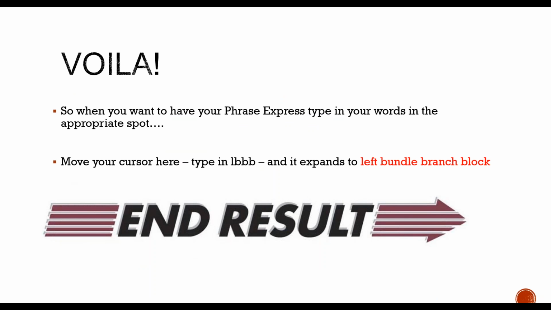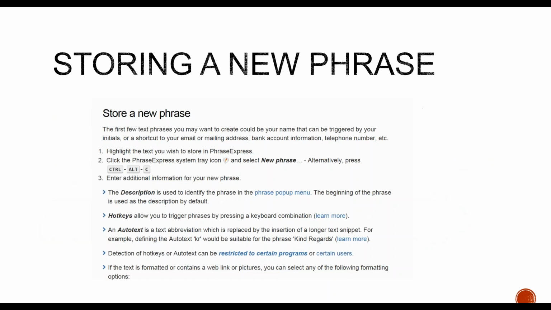So basically with Phrase Express, you would just go to your spot, which would be right here, and you would just expand that. You would type right here LBBB, and it would expand to left bundle branch block. And you'll see when I do the live demonstration how that works a little bit better. And this is basically when you download this PDF. Here are your instructions. It tells you what to do to store a new phrase, the simple steps.